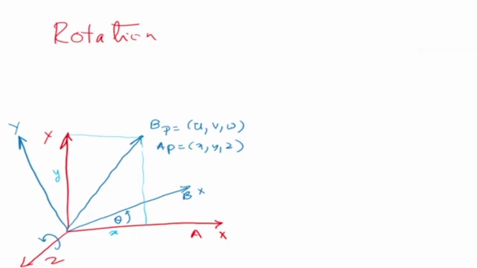Now what is the meaning of u, v, w? U, v, w means the projection of this point on the x-axis of B and the projection on the y-axis of B. That's my projection. This is my v and this is my u. Now I want to find the relation between x, y, z and u, v, w geometrically.